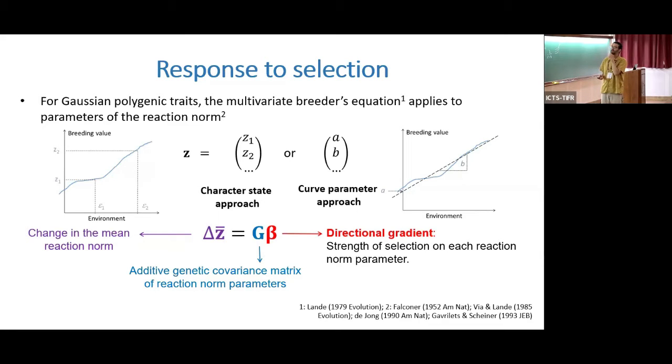Okay? You don't need to have a linear reaction norm. Random regressions allow you to have that as arbitrary as you want, just a degree of polynomial. Yeah, it works for polynomial. It works for many different types of approaches.